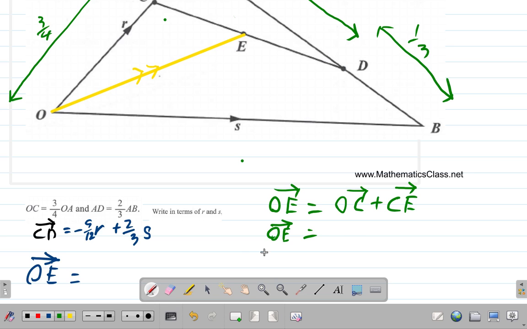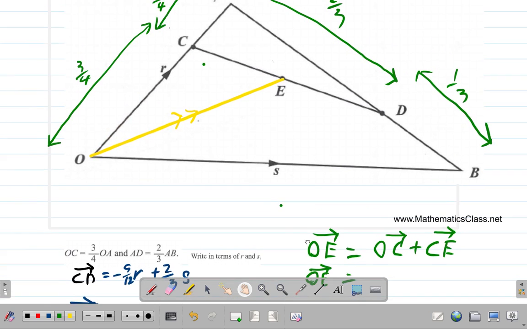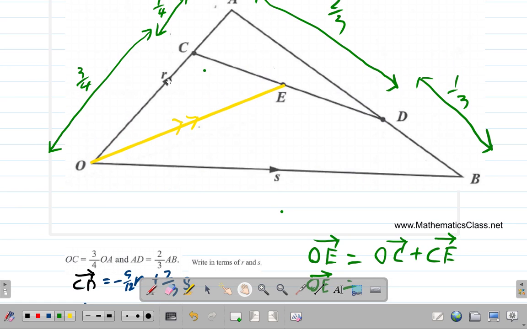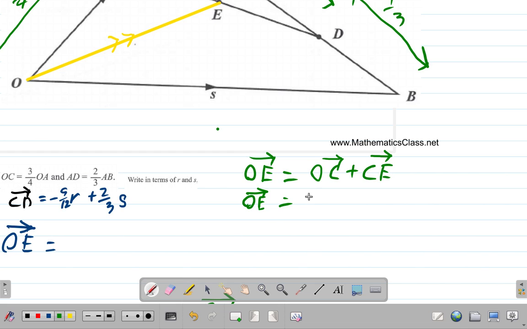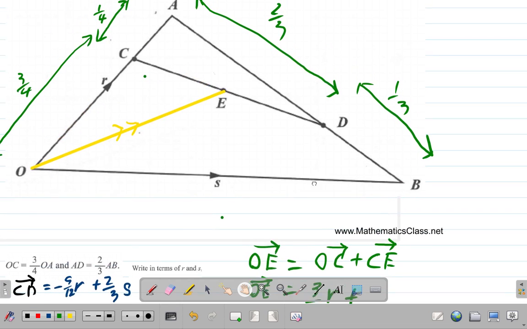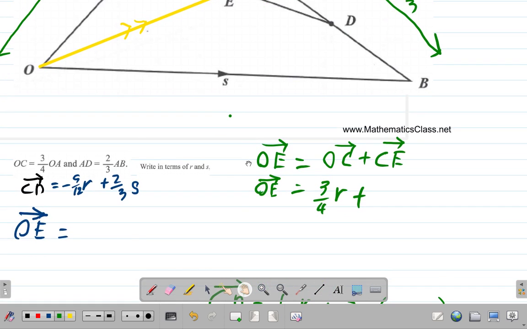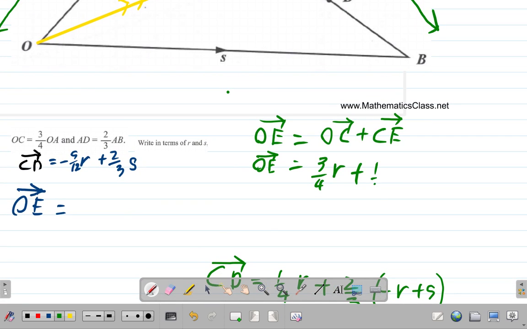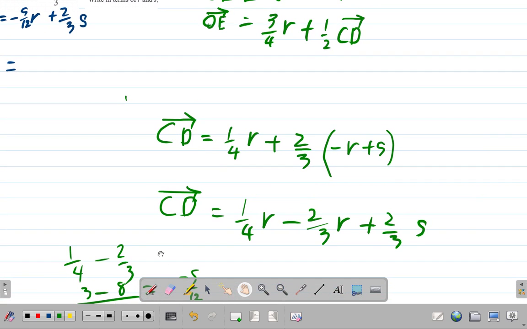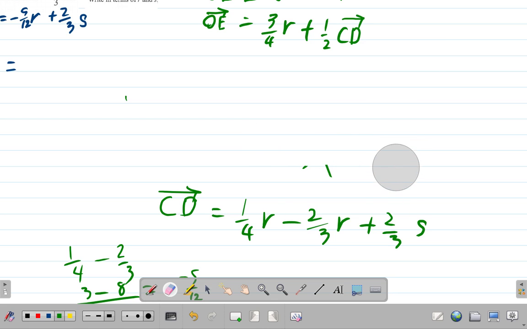OC is 3/4 R. So 3/4 R plus CE now. From C to E is halfway from C to D, because E is the midpoint. So half CD. But we found CD up here already. So half our problem is solved. Let me rub out this thing here.